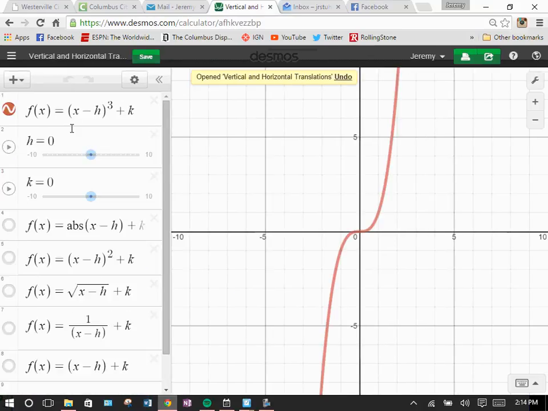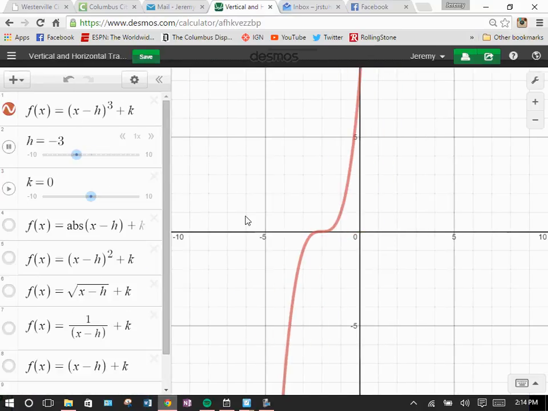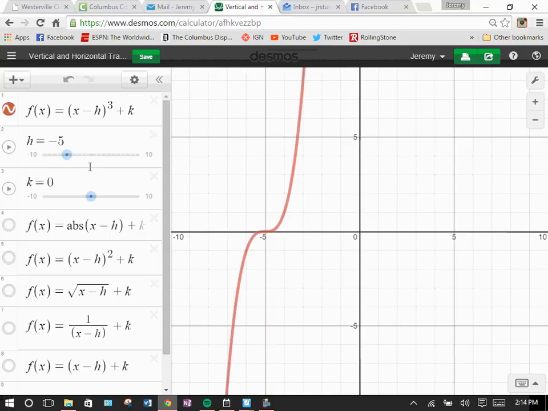What's happening here is, when h is negative, so when h is negative 5, the graph has moved 5 units to the left, right? Now, here's the important thing that you want to remember. When h is negative 5, your function is actually x what? Is it going to be x minus 5 or would it be x plus 5? Why would it be x plus 5 here?